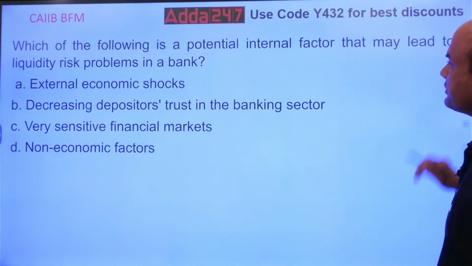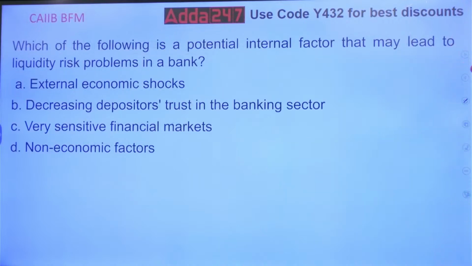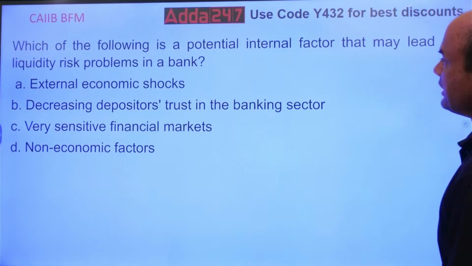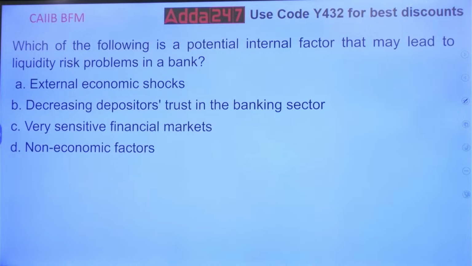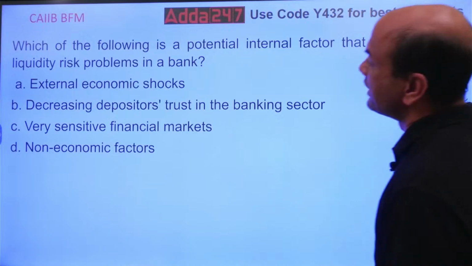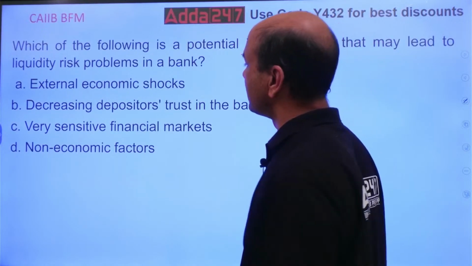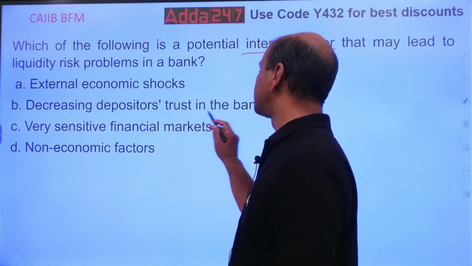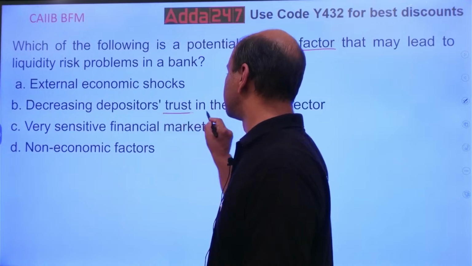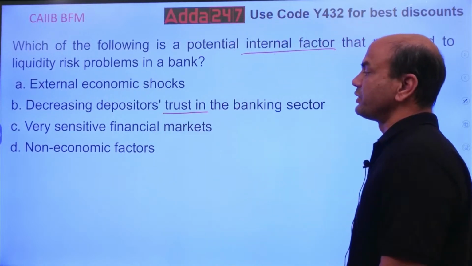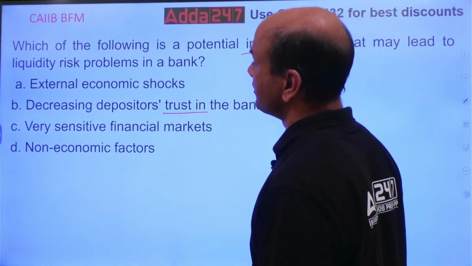Okay, next one. Which of the following is a potential internal factor that may lead to liquidity problems in the bank? Think, everyone. Internal factor, which will lead to liquidity risk problems in banking. External economic shocks, here focus on internal factor. External economic shocks, decreasing depositors' trust in the banking sector, very sensitive financial markets and non-economic factors.